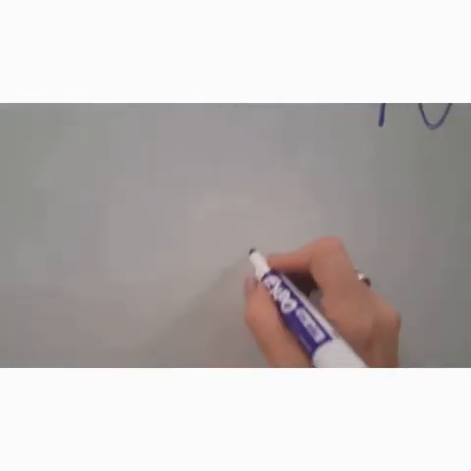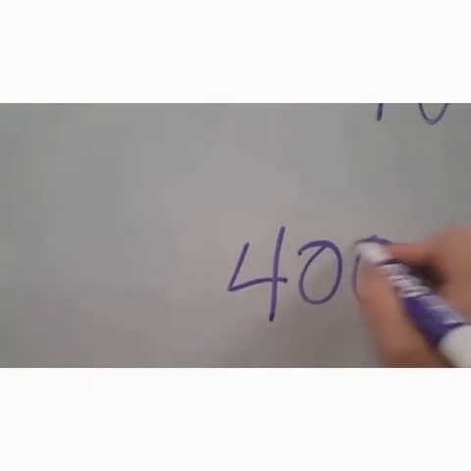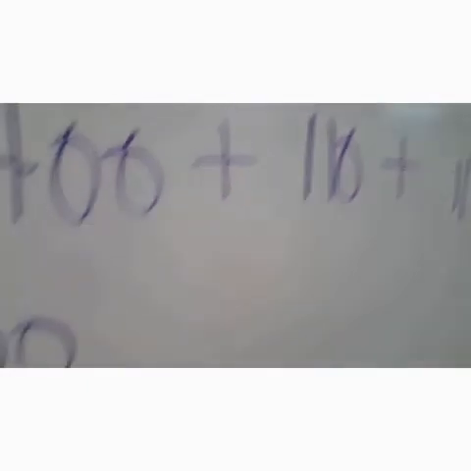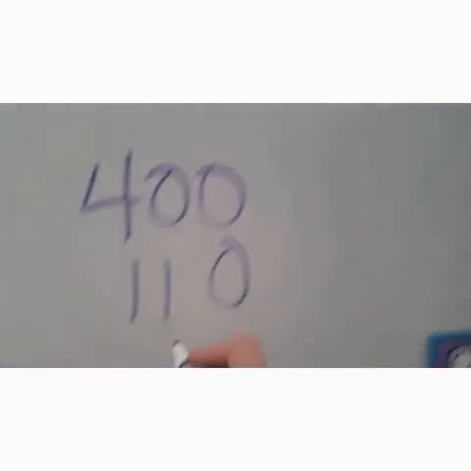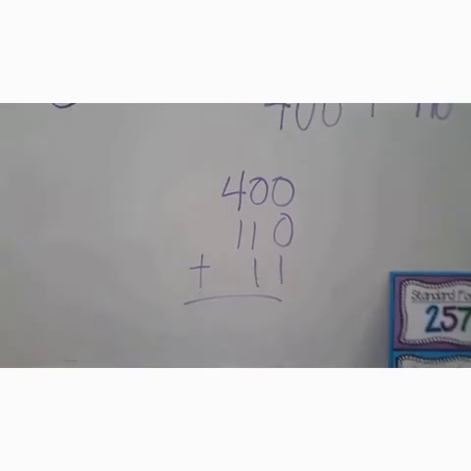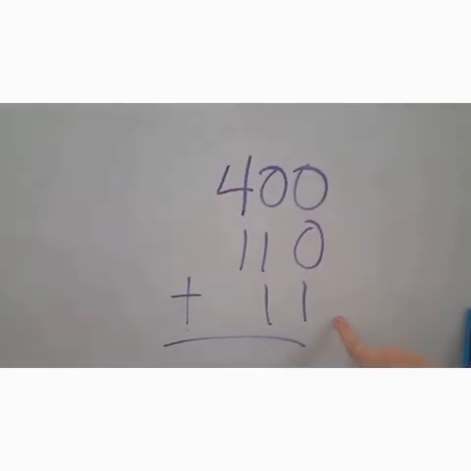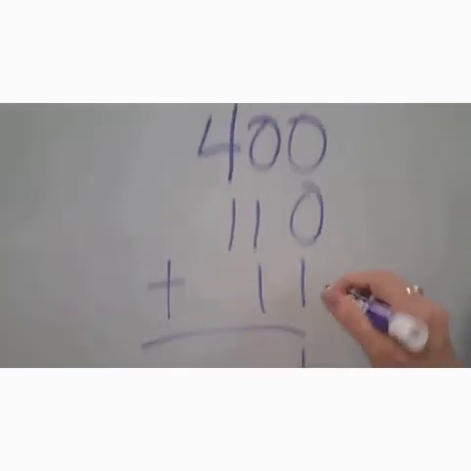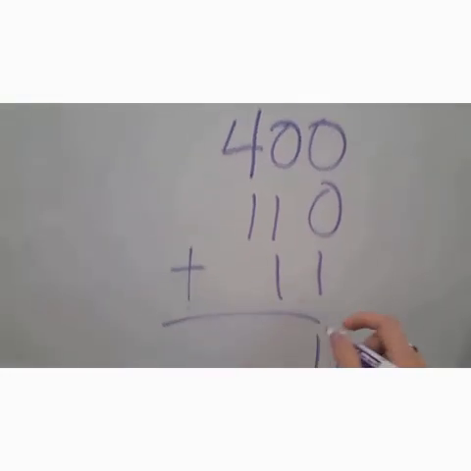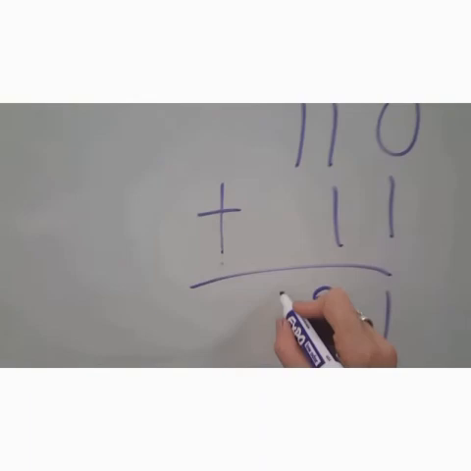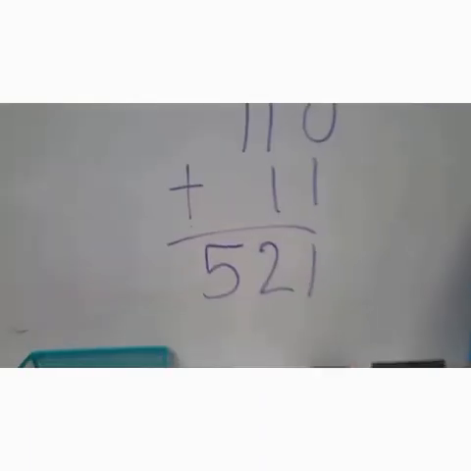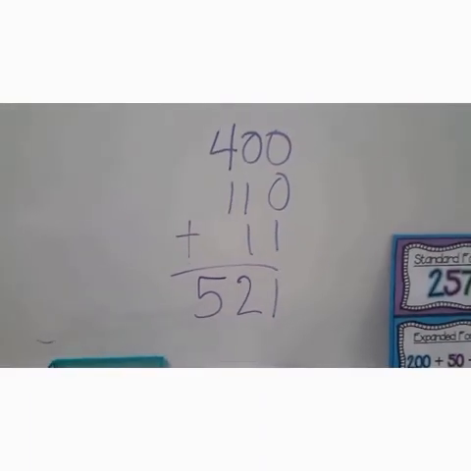So I'm going to take 400 plus 110 plus 11. I'm going to line them up. 0 plus 0 plus 1 equals 1. 1 plus 1 equals 2. 4 plus 1 equals 5. So my answer is 521.